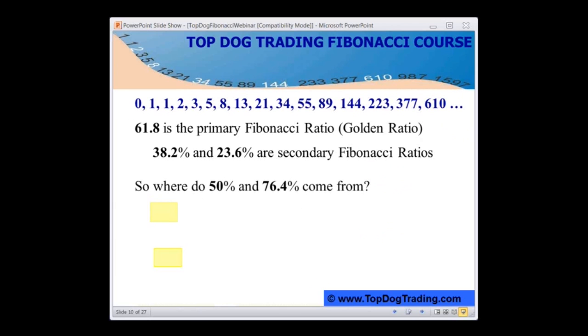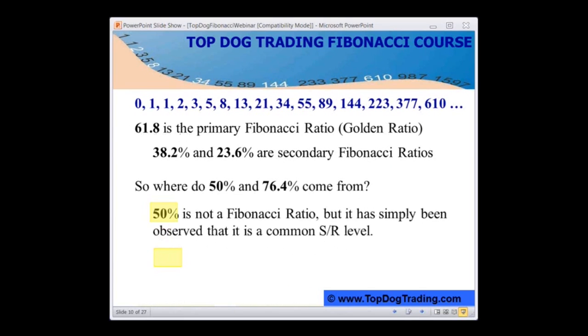Now, we have other numbers, 2 more, and those are 50 and 76.4. 50% is not actually a Fibonacci ratio. Now, there are people I know who argue that 50% does have some significance in Fibonacci, and that's fine. I'll leave them to that. But you have to do a little bit of creative mathematics to find that. But it's not found in the same way as the previous numbers are.